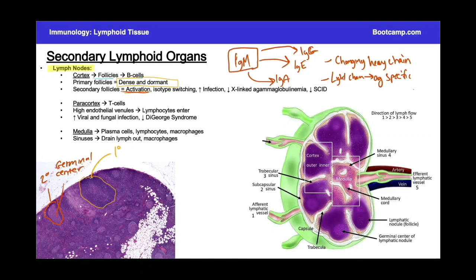So we have activation, antigen switching. There's a lot of things going on in the secondary follicles. They're staining lighter because we can't quite pin down those B cells. They're just moving, they're being activated, and that's just my intuitive way of remembering that.